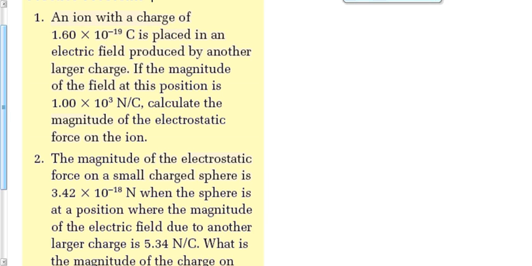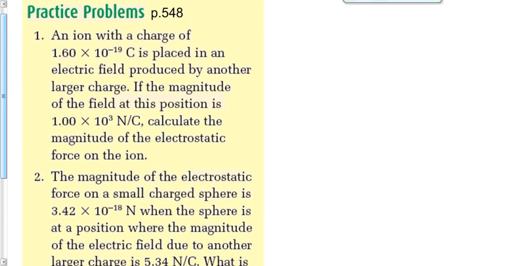If not, then I want to just take a look at the wording of one or two of these questions. Say number one. We have an ion with a charge of 1.6 times 10 to the minus 19 coulombs. It's placed in an electric field produced by another larger charge. Okay, so if it's placed in an electric field produced by another charge, then this one has to be the experiencer.